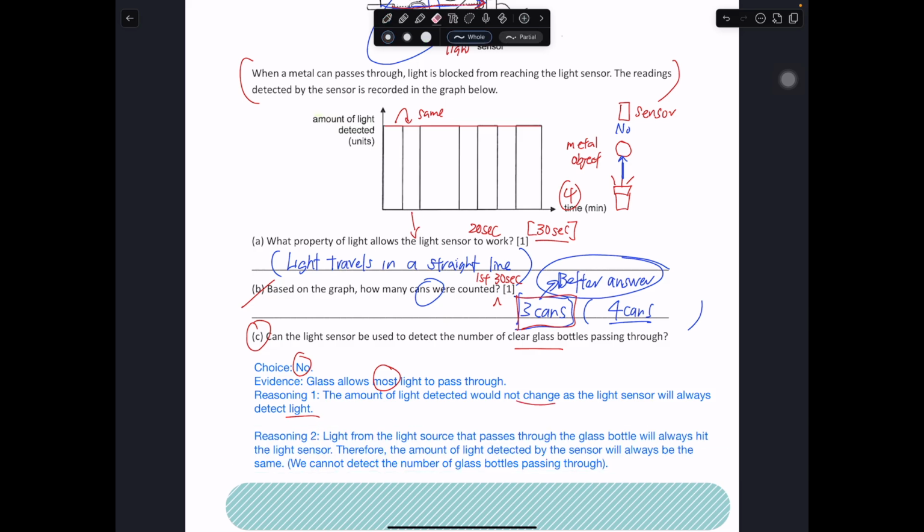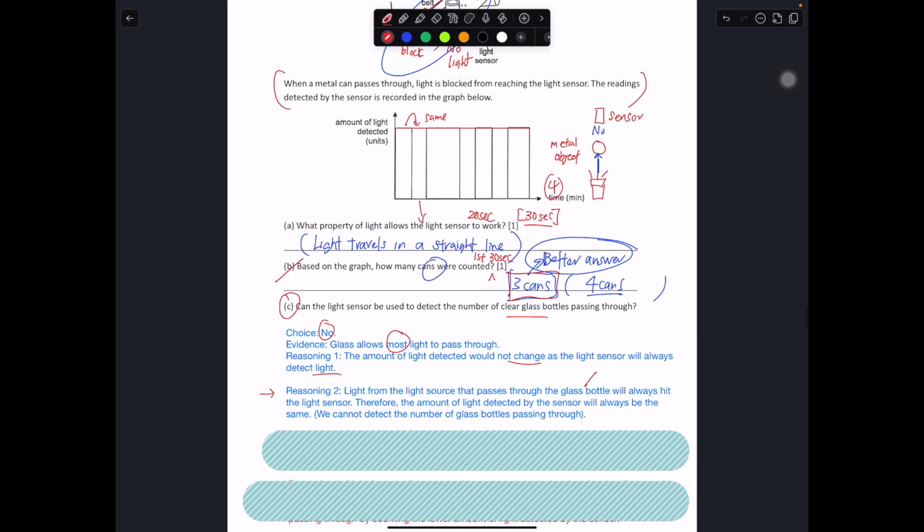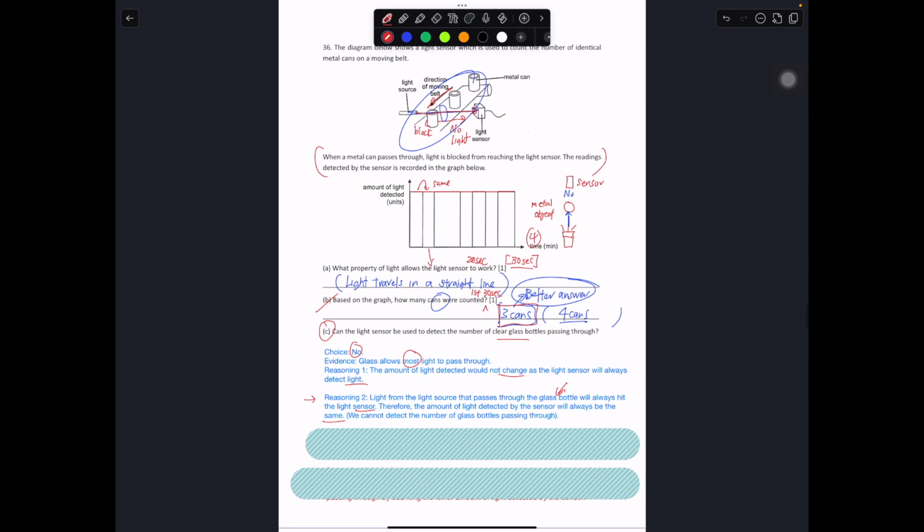Okay, or you can say the second reasoning is that light from the light source that passes through the glass bottle will always hit the light sensor. Therefore, the amount of light detected by the sensor will always be the same. Because it always passes through the glass bottle, it will always be detected by the sensor. Therefore, you can add a supplementary elaboration: we cannot detect the number of glass bottles passing through.